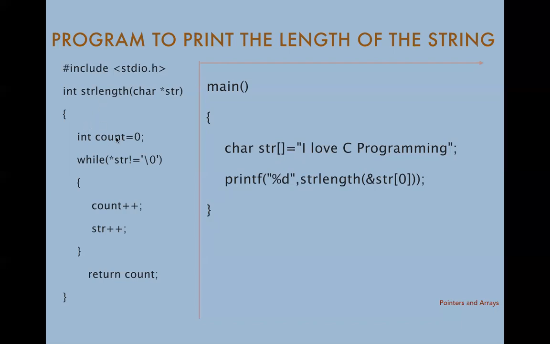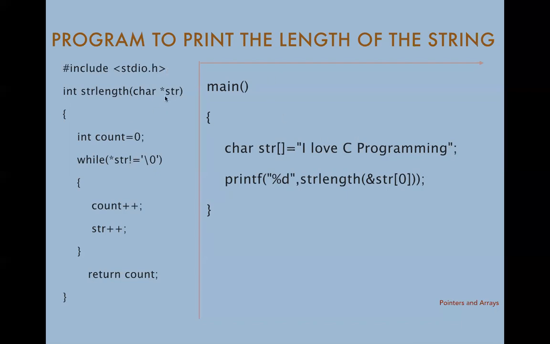Right. Now, I'm going to count the number of characters in the string. So, I initialize count to 0 first. Now, always remember, when you create a string, the last character of the string will be a null character. Automatically a null character is embedded after the last character. So your str will be "I love C programming" followed by a null character. I wanted to count the number of elements until there is a null character, because the null character is the end.